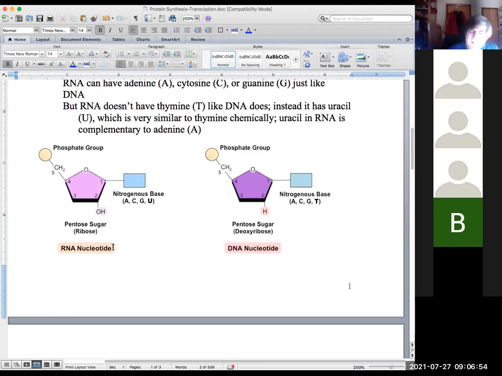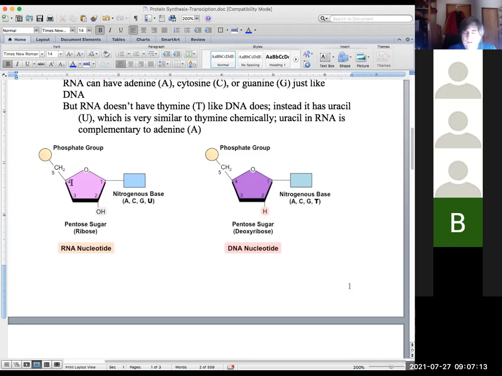So let's compare a DNA nucleotide with an RNA nucleotide. And there are really two main differences. If we look at our RNA nucleotide, it has a phosphate group, just like the phosphate group in DNA. Chemically, no difference between them.